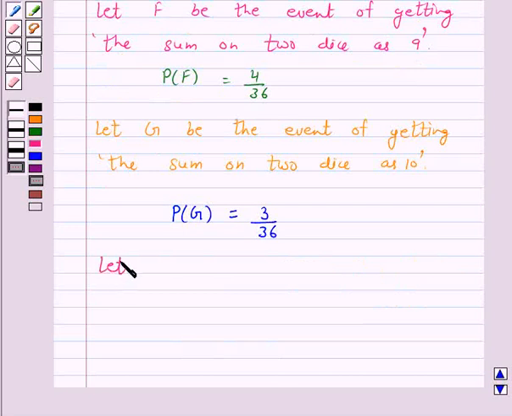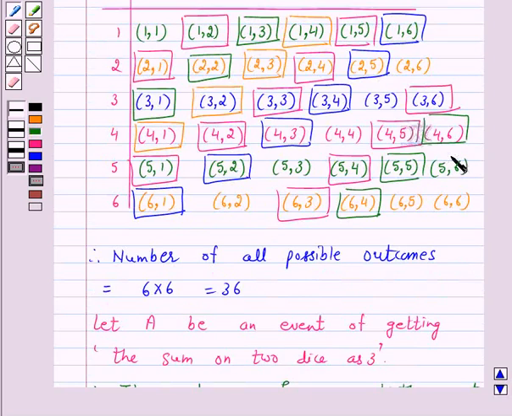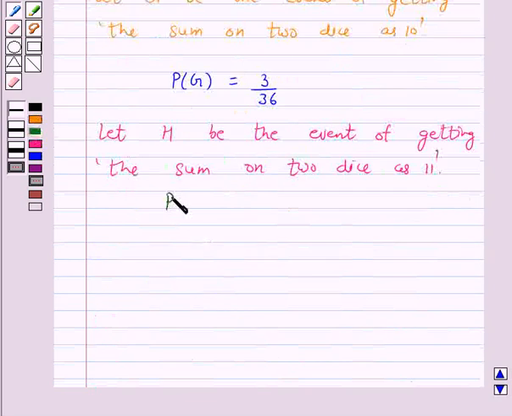Let H be the event of getting the sum on two dice as 11. Therefore, the outcomes favorable to the event H are 5, 6 and 6, 5, and they are two in number. So the probability of the event H is equal to 2/36.